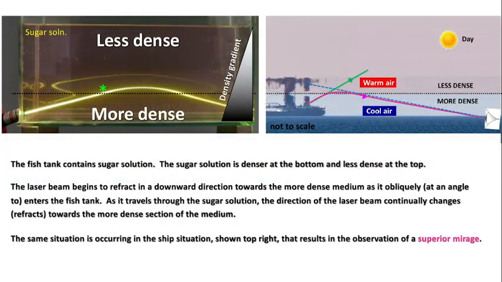The fish tank contains sugar solution. The sugar solution is denser at the bottom and less dense at the top. The laser beam begins to refract in a downward direction towards the more dense medium as it obliquely enters the fish tank. As it travels through the sugar solution, the direction of the laser beam continually changes or refracts towards the more dense section of the medium. The same situation is occurring in the ship situation, shown top right, that results in the observation of a superior mirage.